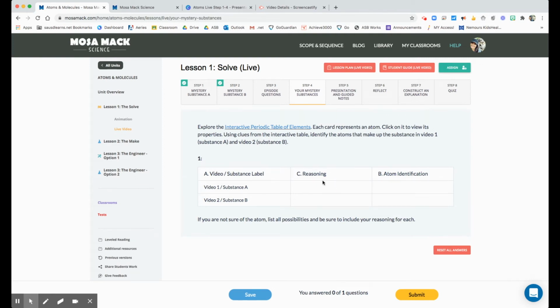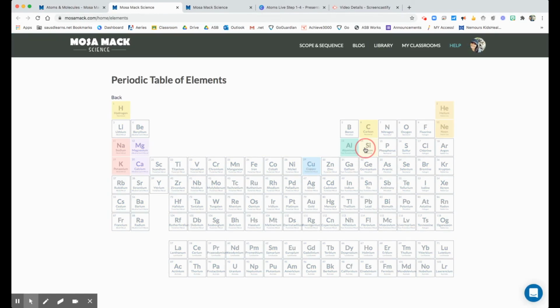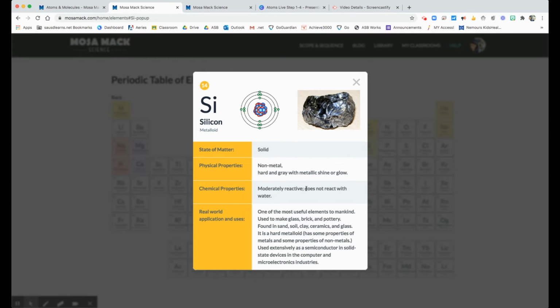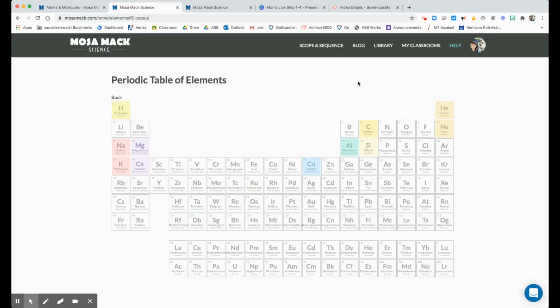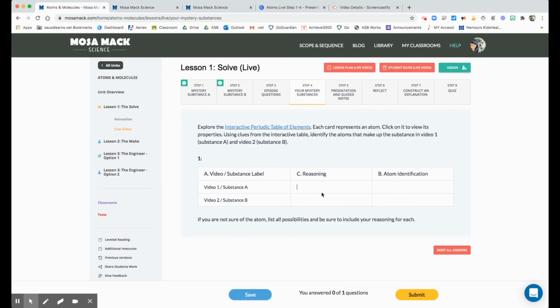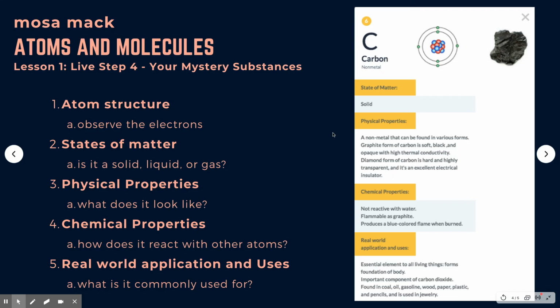Your reasoning is going to come from all of the information that is on these cards. So what information on these cards is leading you to believe that the substance is substance A or that the substance is substance B? Give me a little bit of evidence from each of those cards, and that will be your reasoning. So first, how to read the interactive table cards.